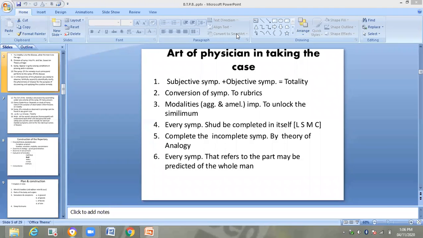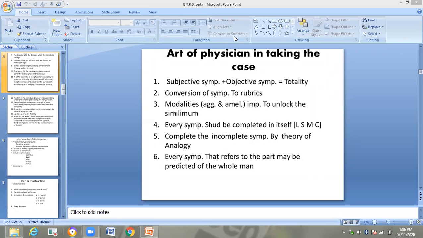In the last lecture, we discussed the art of the physician in taking the case. In taking the case, the physician should consider the subjective symptoms as well as objective symptoms to construct the totality of the case. Then he should convert the symptoms of the patient into rubrics. Then modalities are important to unlock the simillimum.